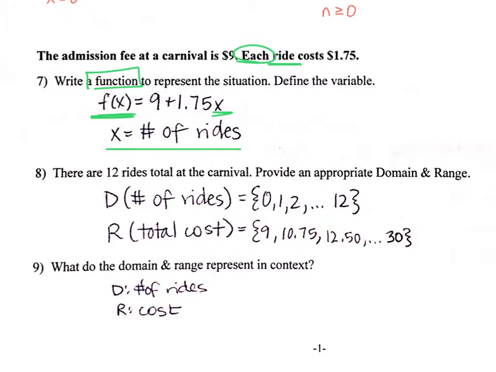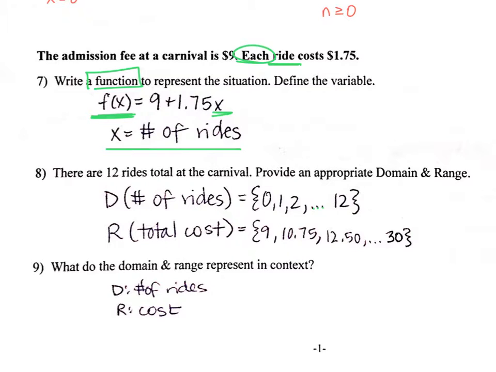So you could ride 0 rides, right? It's possible you could go to the carnival and just hang out with your friends and not ride anything. Or you could ride 1 or 2 or 3 or 4, all the way up to 12. So this dot dot dot, that's me being lazy. I don't think you have any that go all the way up to 12 tomorrow, so you should be able to write out all the numbers they give you.